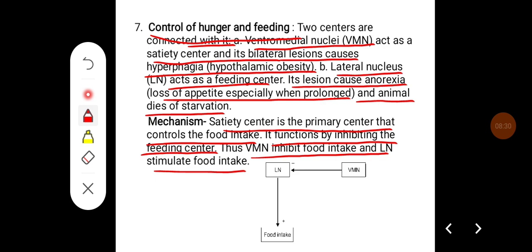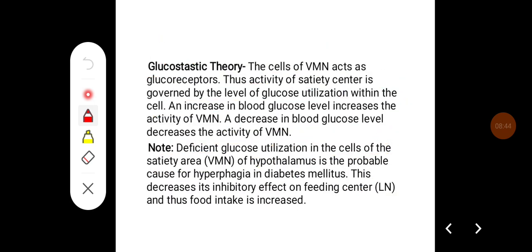And you can see here the lateral nucleus, which is going to stimulate the food intake, but it is always under the influence of the ventromedial nucleus, which acts as a satiety center. There are different theories for food intake. The cells of the ventromedial nucleus act as glucoreceptors.